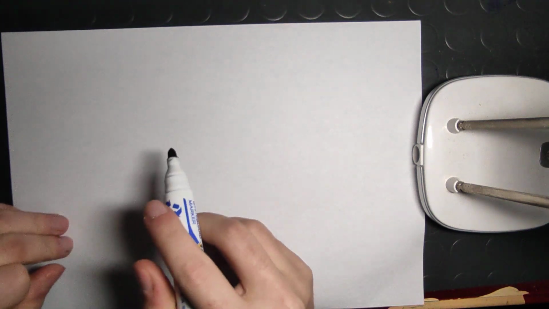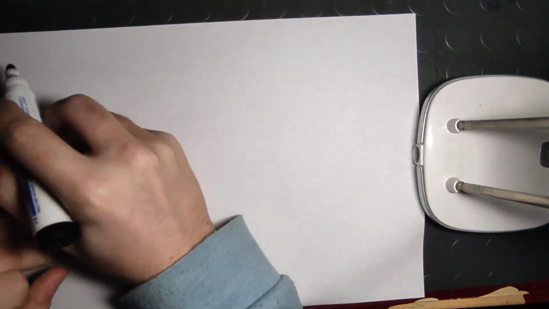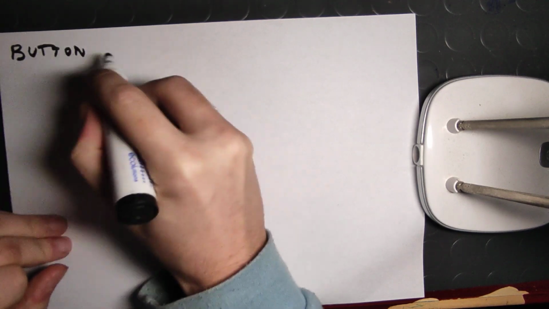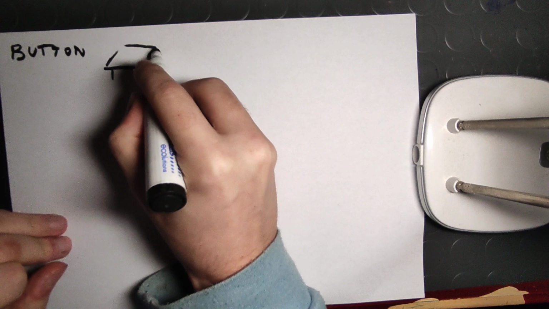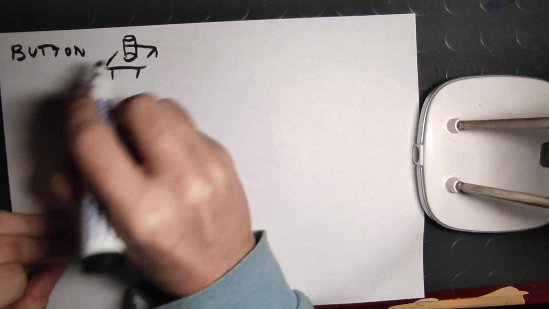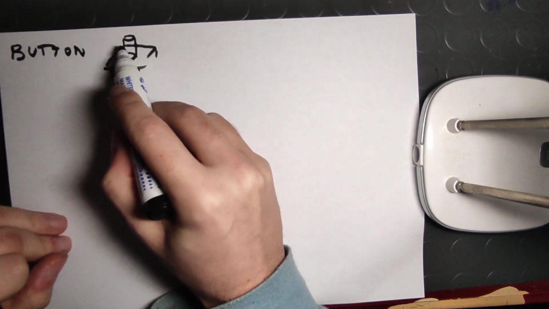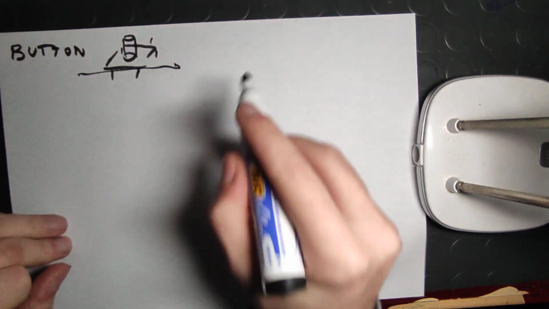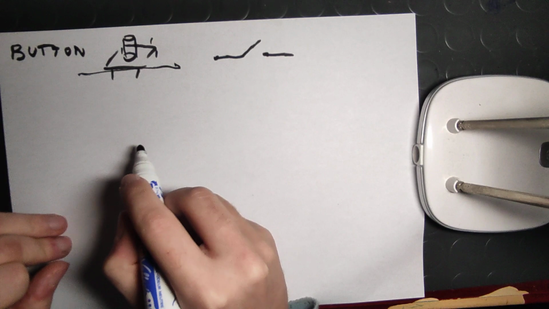Hello, today I want to talk to you about buttons and external inputs. So what is a button in electronics? It's basically a device in which whenever you press it, the current flows. It's like a switch.